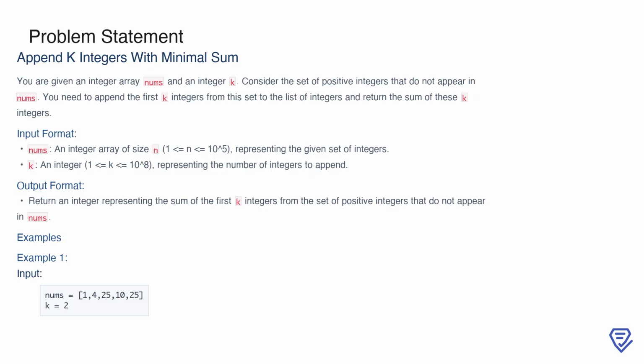The input includes the array nums, which can have up to 100,000 elements, and the integer k, which can be as large as 100 million. The output is a single integer representing the sum of the first k missing positive integers. Let's explore an example to see how this works.